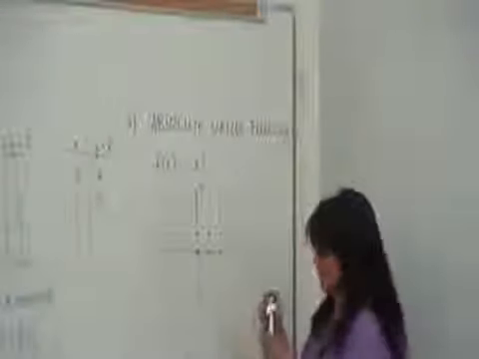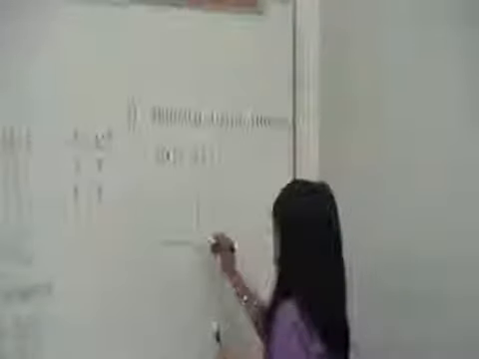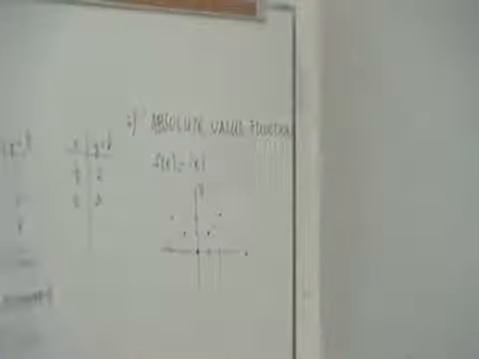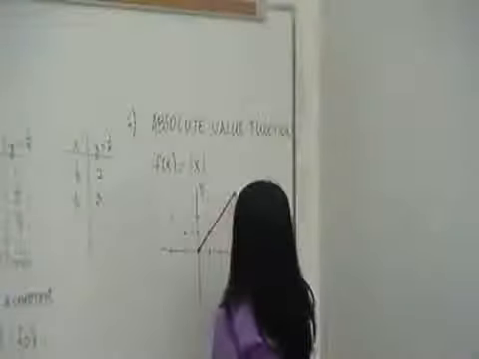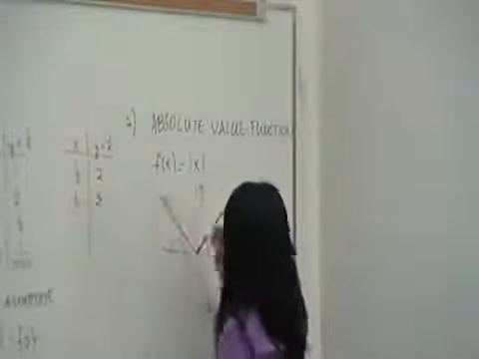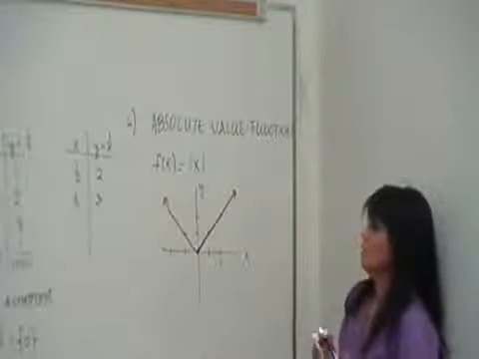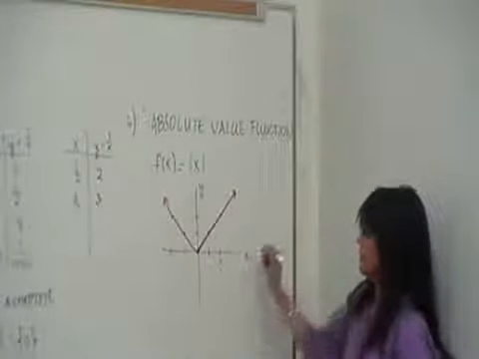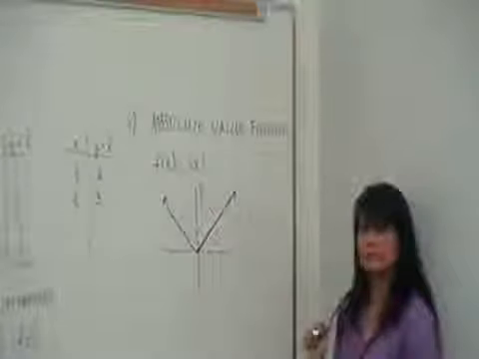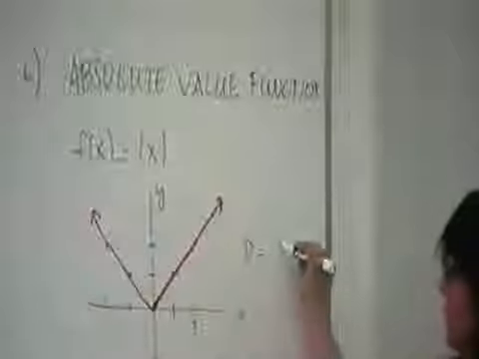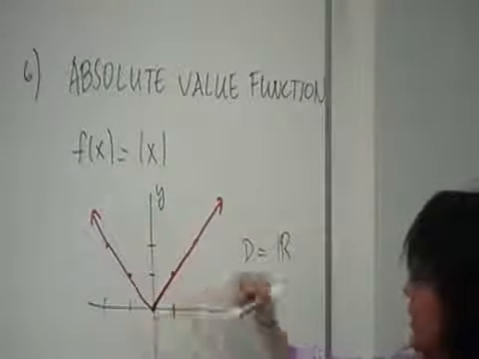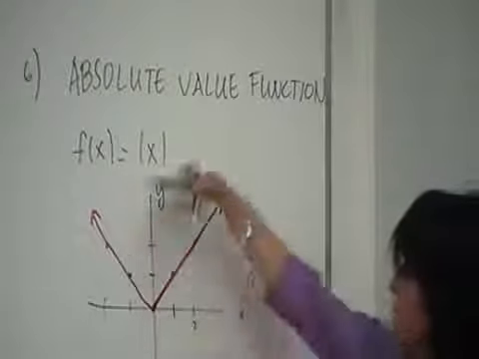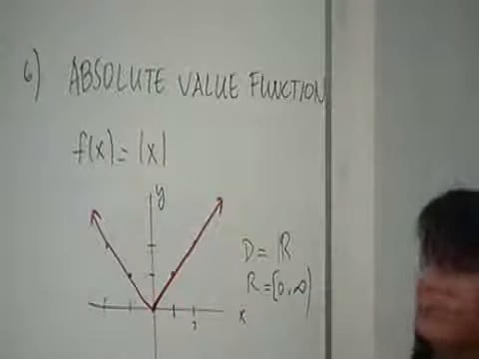Get it? Okay? So this is, well, I've been using red, so this is your basic graph. It's V-shaped, right? That is your basic absolute value function. What's the domain of the basic absolute value function? All real numbers. What's the range of the basic absolute value function? From 0 to infinity. All right?